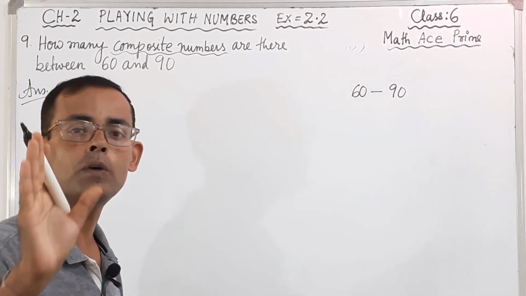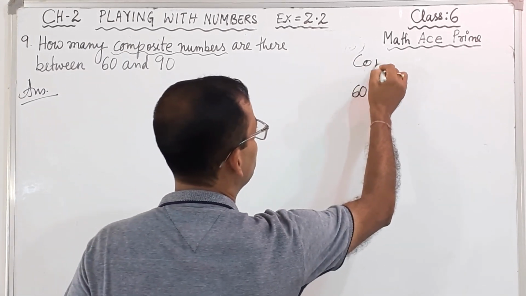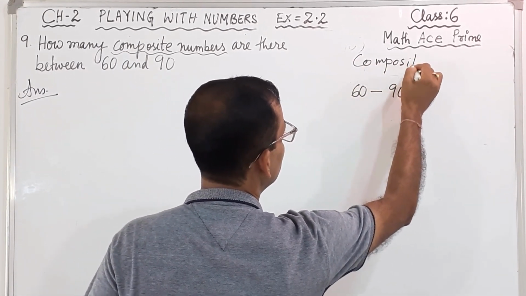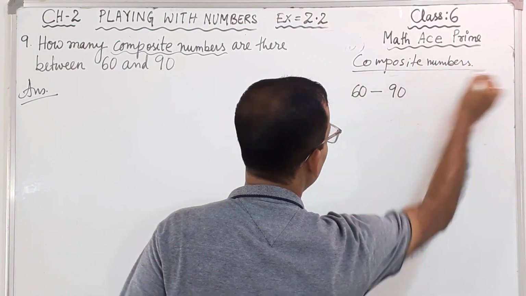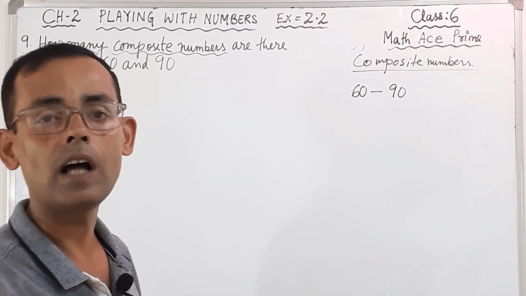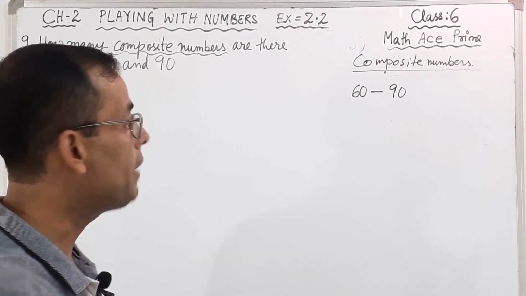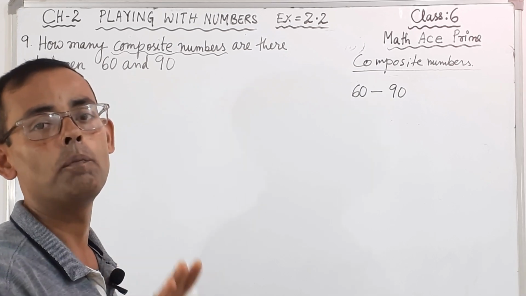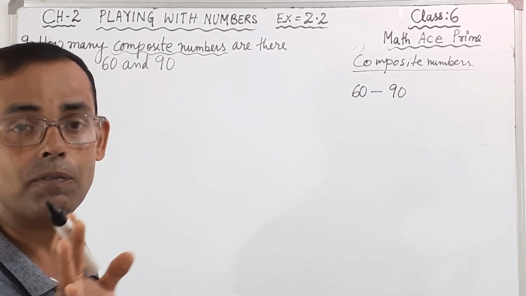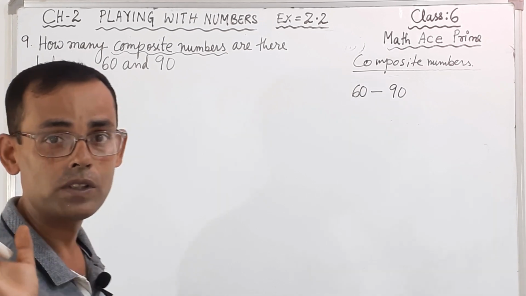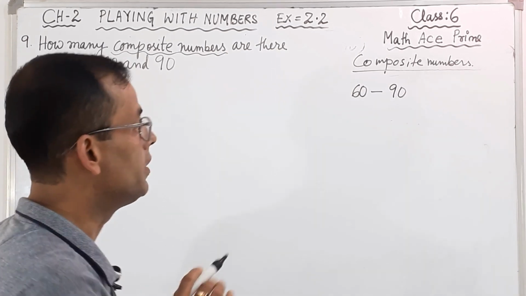So first of all, you must know what is the meaning of composite numbers. The composite numbers are those numbers which have more than 2 factors. Prime numbers have 2 factors, composite numbers have more than that. Except 1 is also not a composite number, as well as it is not a prime number also. That also you must remember.